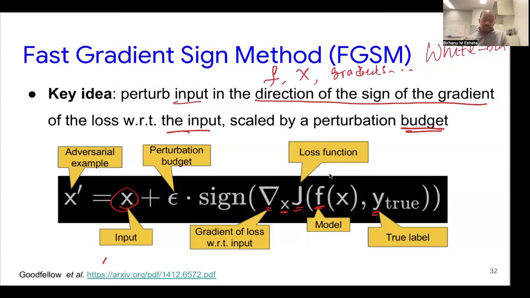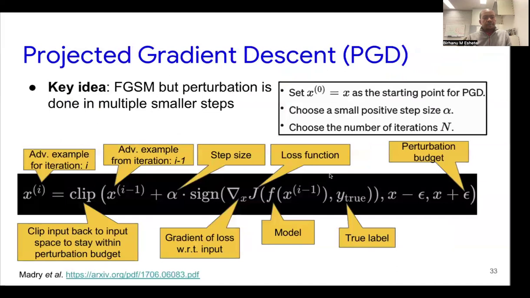And as you can see, it is a one-step perturbation, and that's why it's called fast gradient sign method. And you can very quickly generate thousands of adversarial inputs by using this technique. The other popular adversarial example generation technique is called projected gradient descent, or PGD for short. And this is, again, white box.